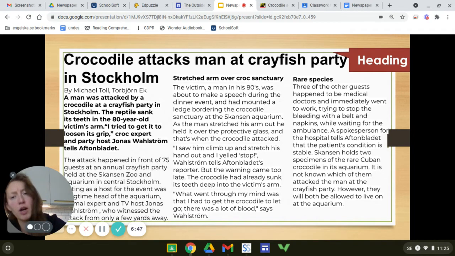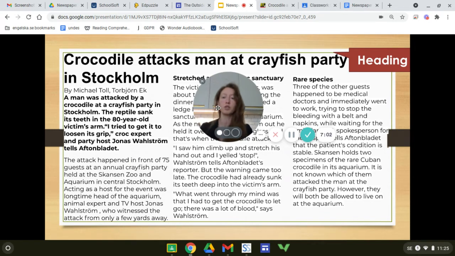A man was attacked by a crocodile at a crayfish party in Stockholm. The reptile sank its teeth in the 80-year-old victim's arm. I tried to get it to loosen its grip, croc expert and party host Jonas Wallström tells Aftonbladet. The attack happened in front of 75 guests at an annual crayfish party held at the Skansen Zoo and Aquarium in central Stockholm. Acting as a host for the event was longtime head of the aquarium, animal expert, and TV host Jonas Wallström, who witnessed the attack from only a few yards away.